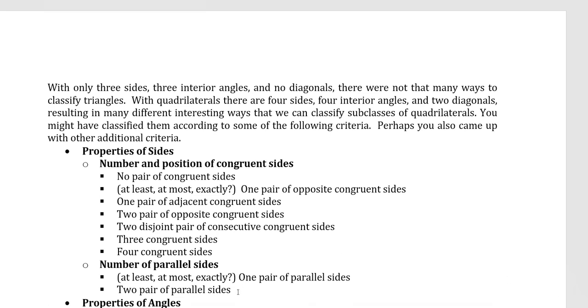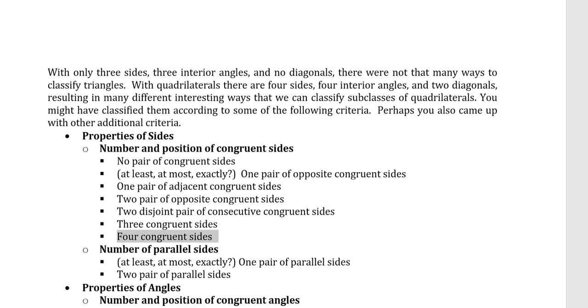Some of these you may know names for. For example, do you know the name of this one? Quadrilateral with 2 pair of parallel sides? Yeah, that's a parallelogram. How about a quadrilateral with 4 congruent sides? Okay, that one's called a rhombus. Some of these words may be new to you. Some of them you may have heard before.